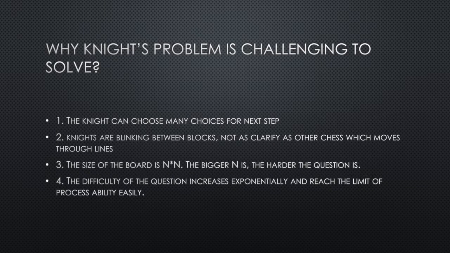So why is it challenging to solve? Firstly, the knight can choose from many options for the next step. Secondly, knights jump between squares, unlike other chess pieces, which move through lines. Thirdly, the size of the board is n. The bigger n is, the harder the question is. Fourthly, the difficulty of the question increases exponentially and reaches the limit of processability.